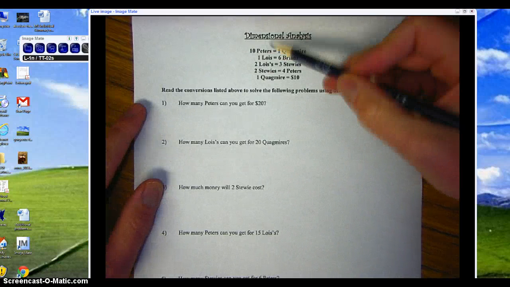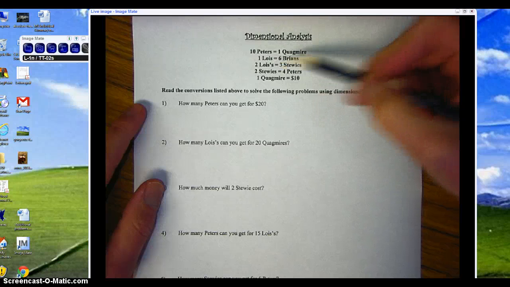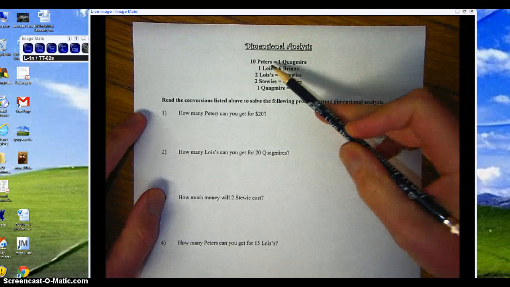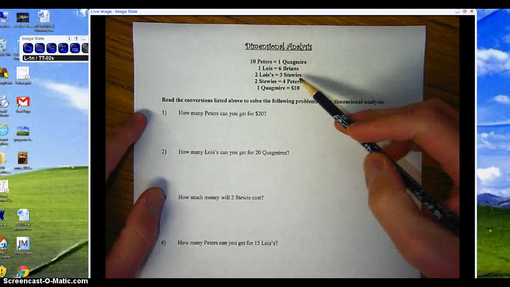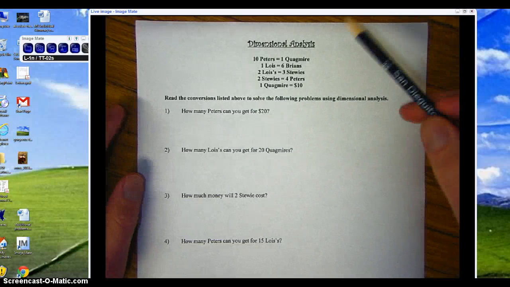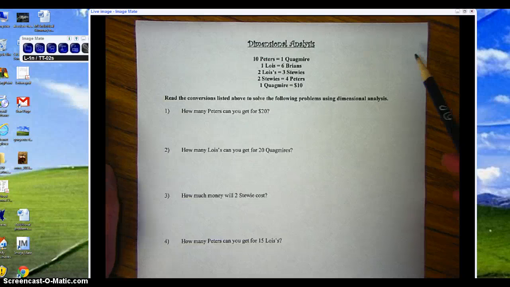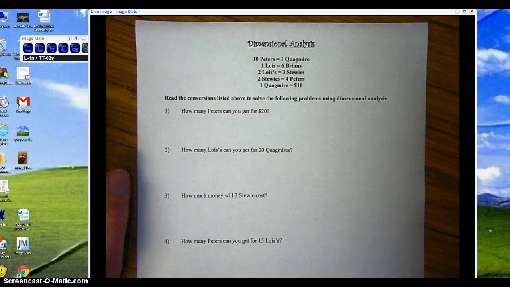So this dimensional analysis thing talks about converting from units to other units, and maybe you recognize these names: Peter, Quagmire, Lois, Brian, Stewie. Well, if you don't, it's one of my favorite TV shows, Family Guy. So anyway, you're going to be converting from units to different units, and it's really just about canceling fractions. Remember that. It's just about canceling fractions.